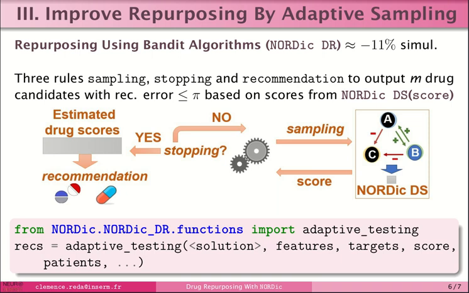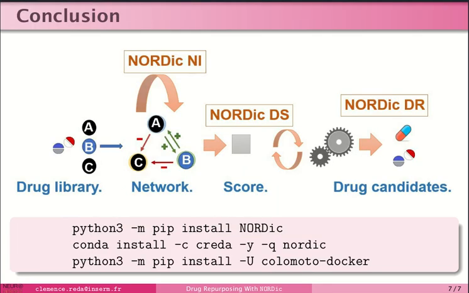So, in conclusion, NORDic is an open-source Python package which aims at providing reproducible and modular pipeline for network-oriented drug repurposing. It might ease the development of more robust approaches based on Boolean network.